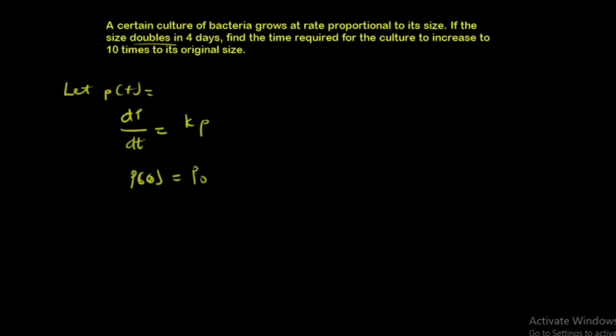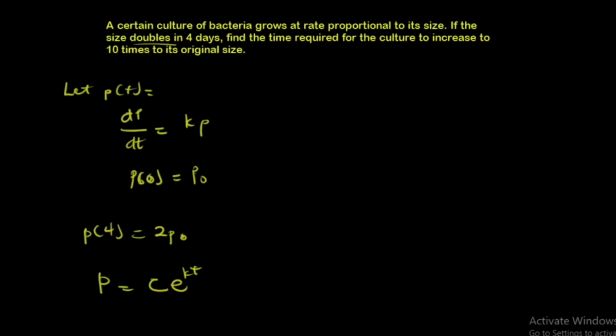And let's look at something here. For us to find the initial value, our constant C, we come here, where they say the size doubles in 4 days. So that means that when t is 4, we are going to get 2 times P naught, because it's stated here, which is the additional condition. Then from there, we go on using our formula, which is P is equal to Ce^(kt).